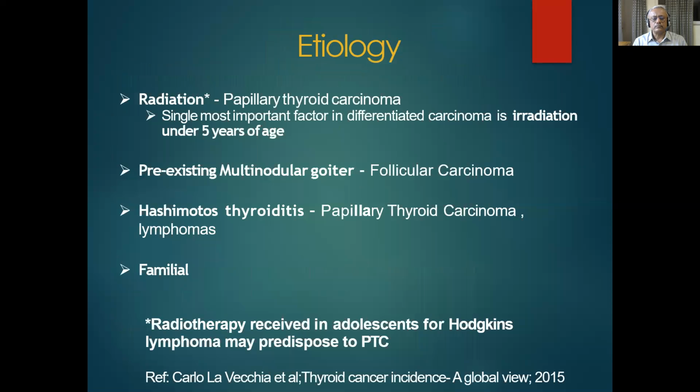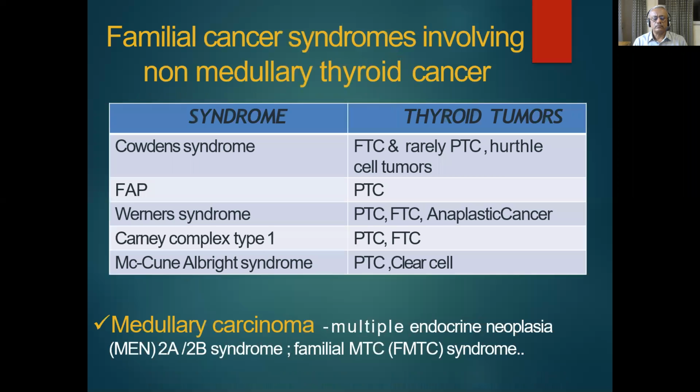The risk factors for thyroid neoplasm range from radiation, pre-existing multinodular goiter, Hashimoto's thyroiditis, and familial cancer syndromes. And these include Cowden syndrome, familial adenomatous polyposis, Werner's syndrome, Carney's complex type 1 syndrome, and McCune-Albright syndrome. The medullary carcinoma has associated syndromes like MEN 2A and 2B syndromes, and familial MTC syndromes.